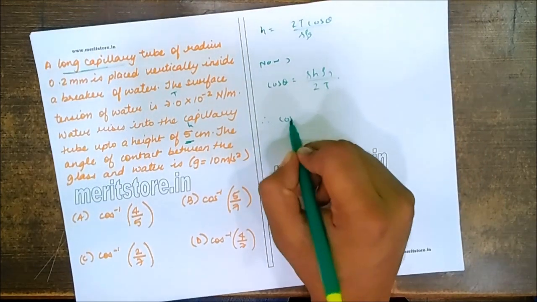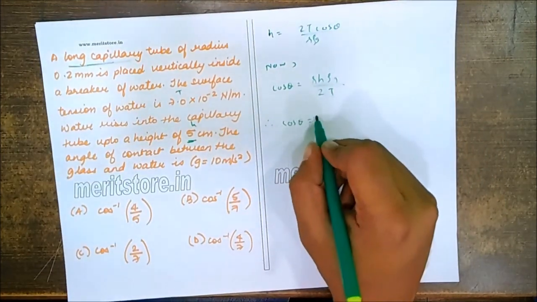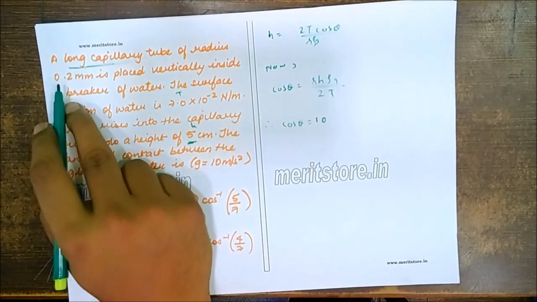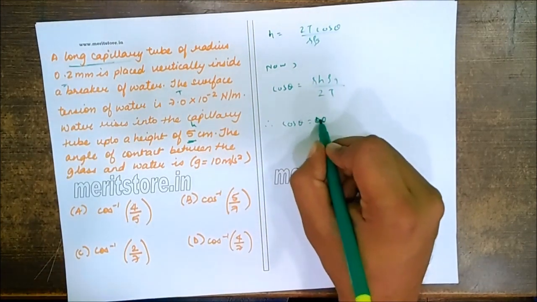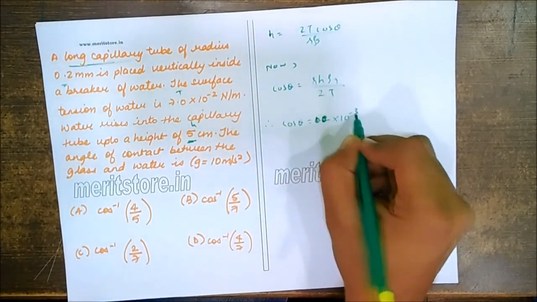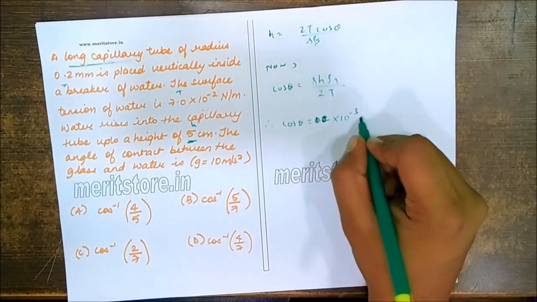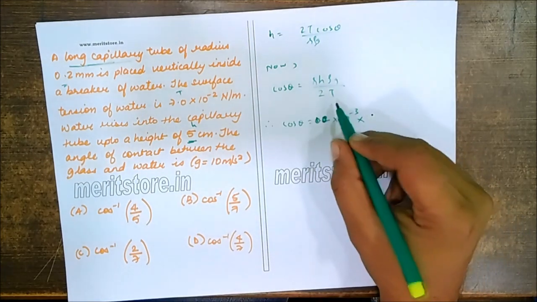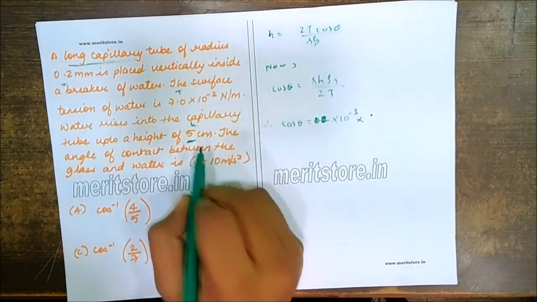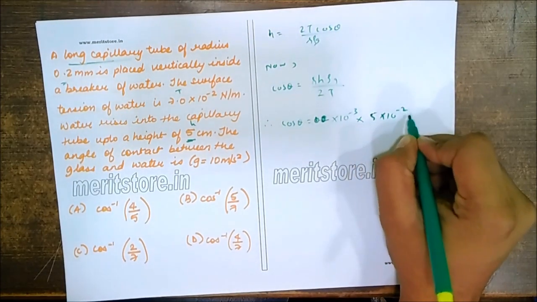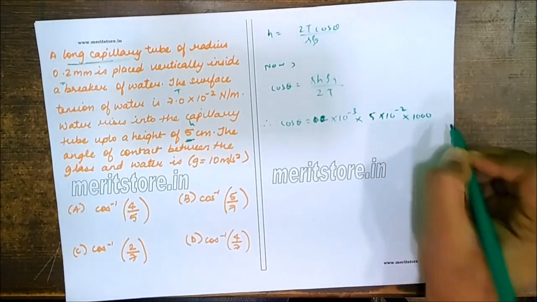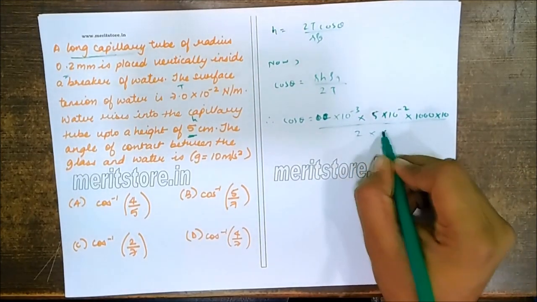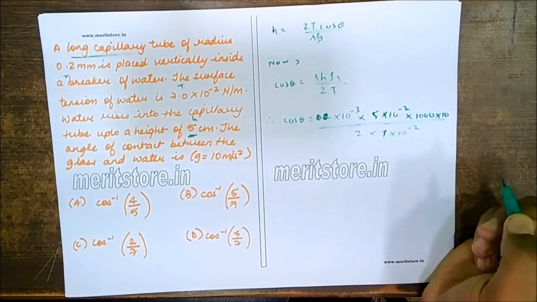So cos theta is equal to, now R is 0.2 mm, so it's 0.2 into 10 raised to minus 3 meters, into H. H is given as 5 centimeters, so 5 into 10 raised to minus 2. Density of water is 1000 and g is 10, while surface tension is 7 into 10 raised to minus 2.